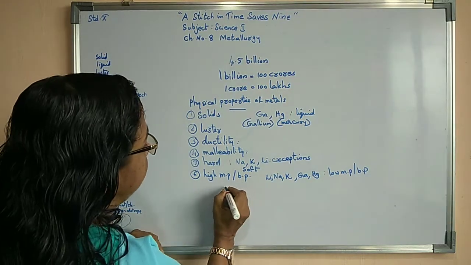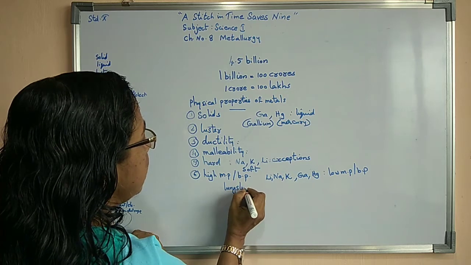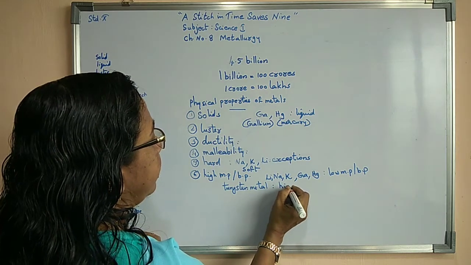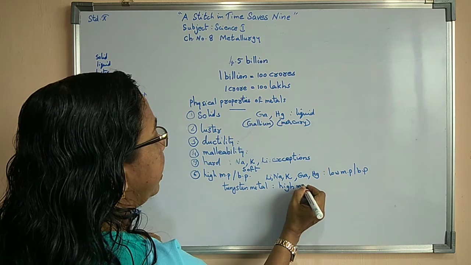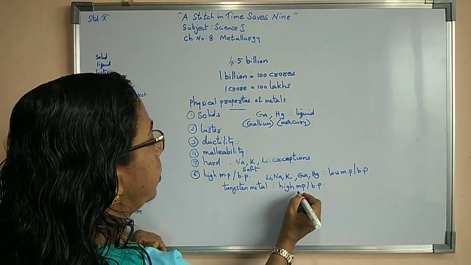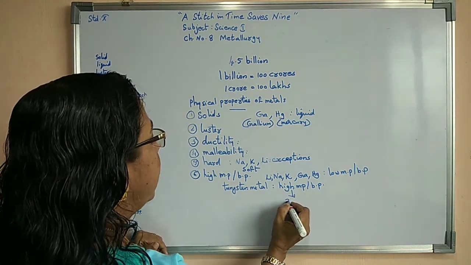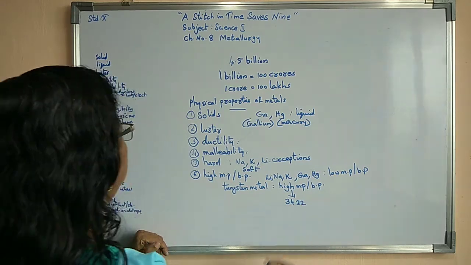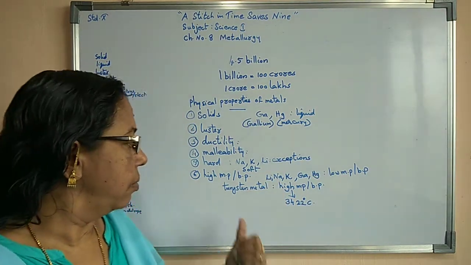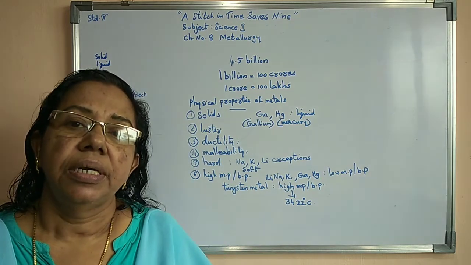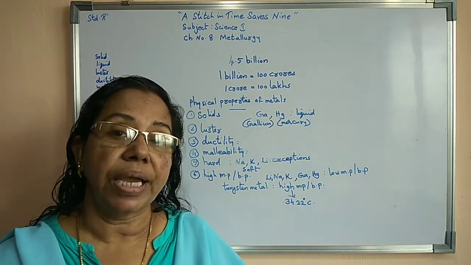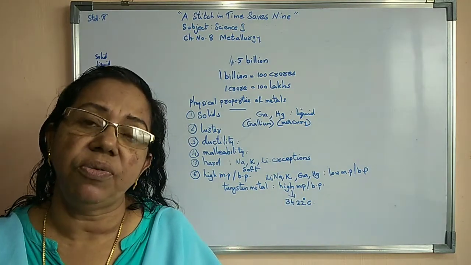Now here, one example I am telling you is tungsten metal, which has a very high melting point as well as boiling point. The melting point of tungsten is 3422 degrees Celsius. The boiling point is not known, but since the melting point of tungsten is 3422 degrees Celsius, you can imagine how high its boiling point will be. It will be very high.